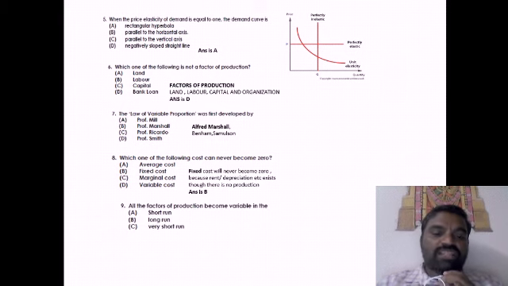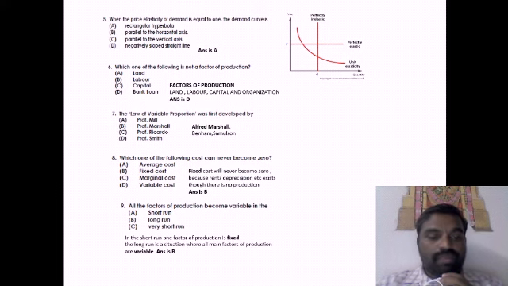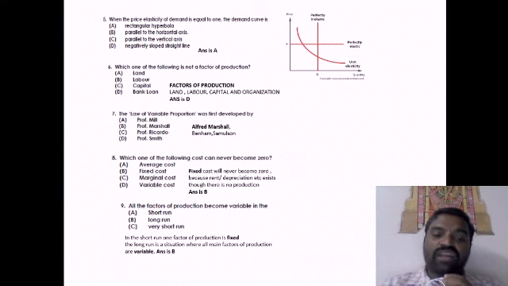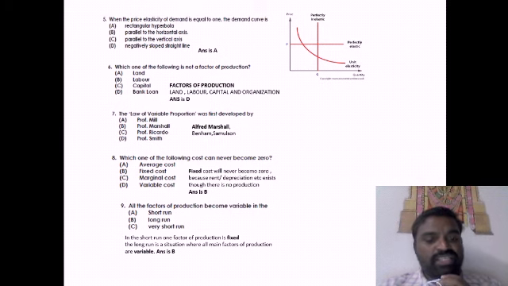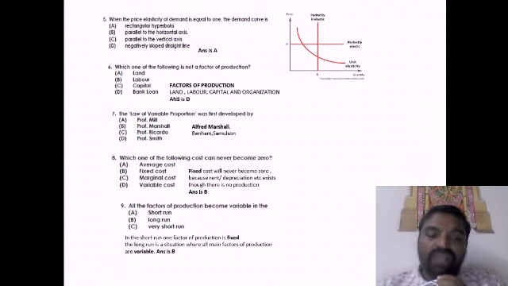Next, all the factors of production become variable in the long run. In the short run, one factor of production will be fixed. In the long run, it is a situation where all main factors of production are variable. So answer is B. Once again, in the long run, factors of production will become variable. In the short run, they are fixed.